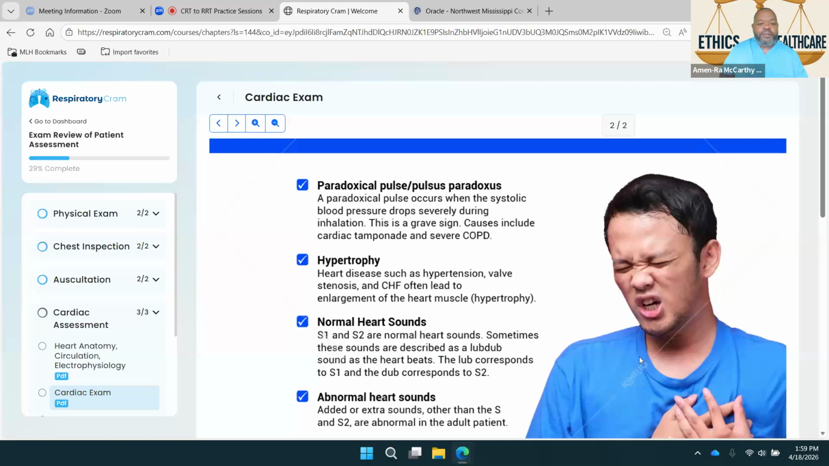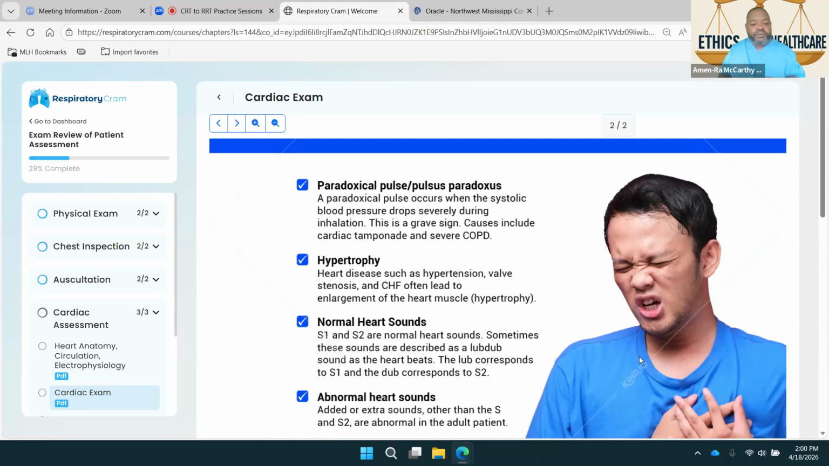Second page, what about paradoxical pulse, or pulsus paradoxus? You might see that. The question may say the patient has pulsus paradoxus. Well, if you haven't seen or heard that in a while, you have no idea what choices to make. And every point counts, right?